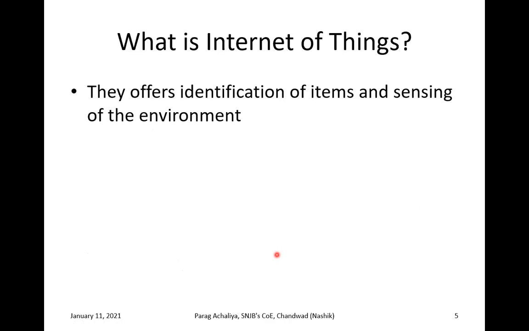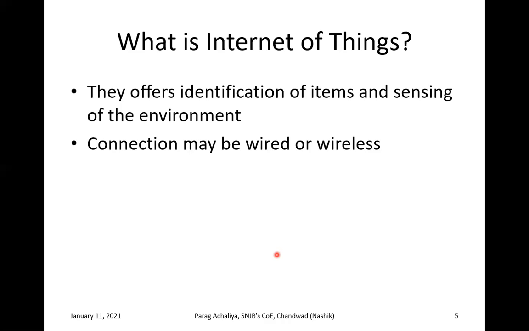They offer identification of items and sensing of the environment. So with the help of IoT, you can identify various objects or items or things, and you can sense the environment conditions. The environment conditions, as I told you, can be temperature, humidity and all these things related to the environment. You can sense those environmental conditions or you can identify the items. Just remember these things. I'm going to show you one video. In that video, you will come to know how IoT works, how you are going to identify the items, and how you are going to sense the environment.